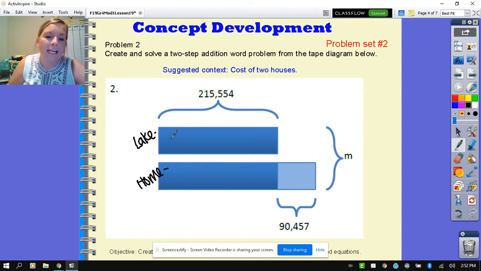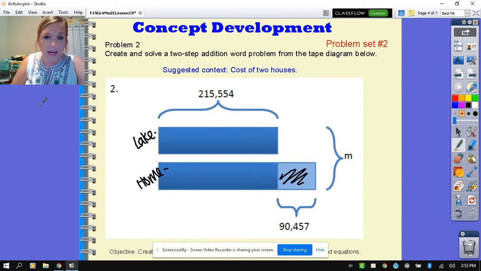You also could say like house A or house B, but I just like to imagine that I have 2 houses. So the way that we would do this is that we know that our lake house costs $215,554. That one's labeled. But our home that we live in most of the time is $90,457 more. We can see this from the tape diagram because that's the more space. But our overall question is, what am I paying for both houses?